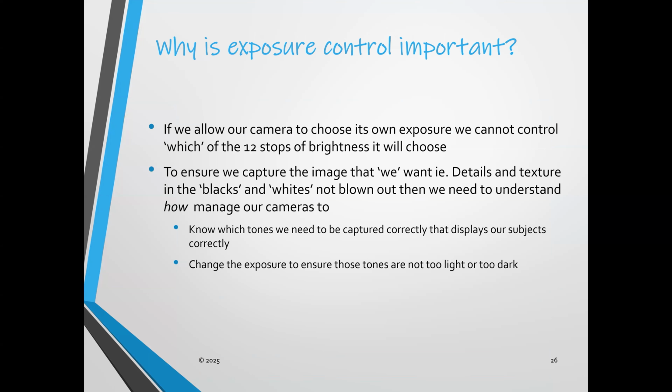So why is it important? Well, if we allow a camera to choose its own exposures, it says, I'll choose whatever 12 stops I want. And they're not necessarily the 12 stops you wanted. So we need to know how to control our camera so that we get our whites and our pure blacks, but we don't allow them to hit the goalposts. And we need to know how to set our cameras to do that.